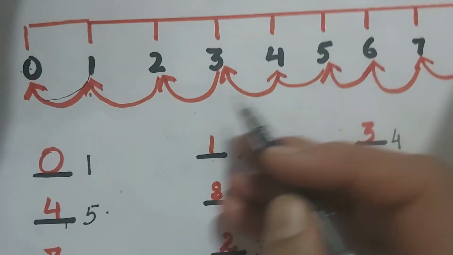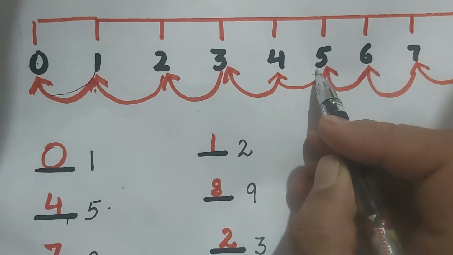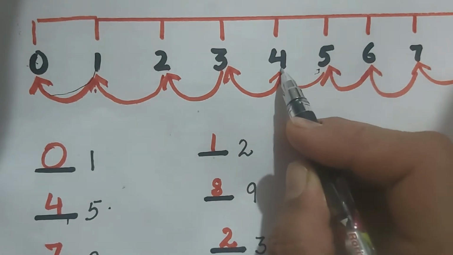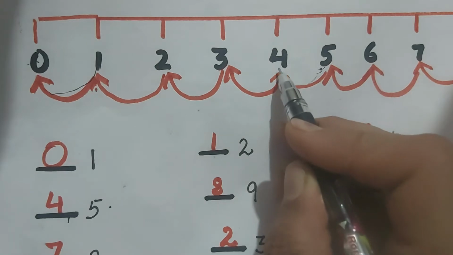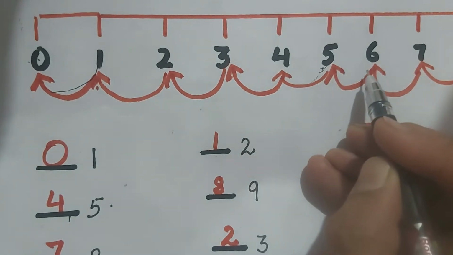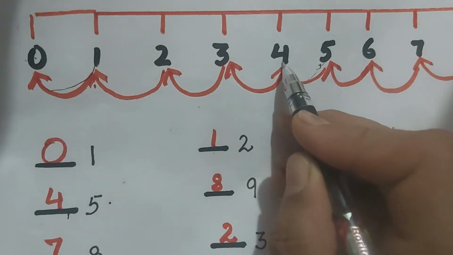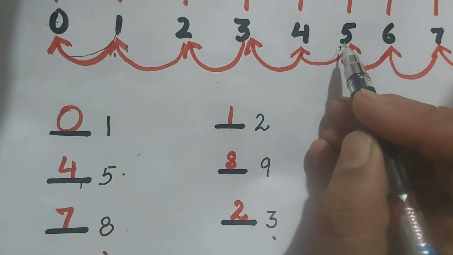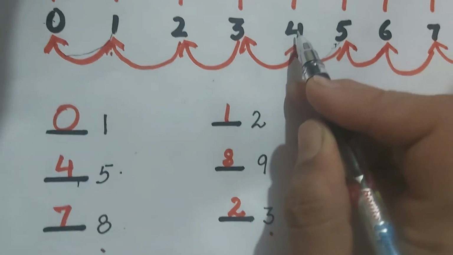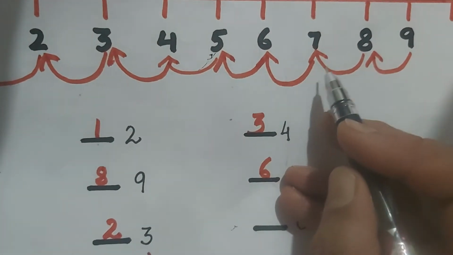So see the number 5. What comes before 5? 4. You will not go here. This is after 5. This is before 5. So which number comes before 5? 4. Now 8. 8 is here.